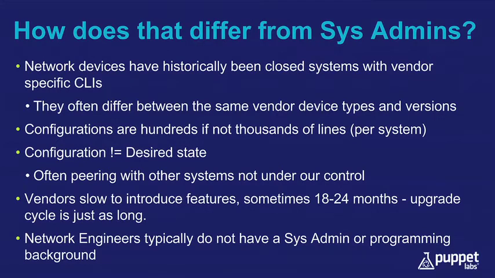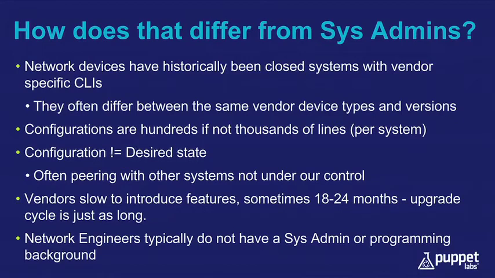Network devices historically have been closed systems. They have vendor proprietary CLIs. Those CLIs are going to differ between the vendors as well as between devices even within the same vendor. The configuration on these devices is hundreds, if not thousands of lines long, and this is per box. And even if we actually have a configuration on these boxes, it doesn't guarantee that our desired state will be achieved. Oftentimes, we're actually peering with other partners or other networks that are not under our control.